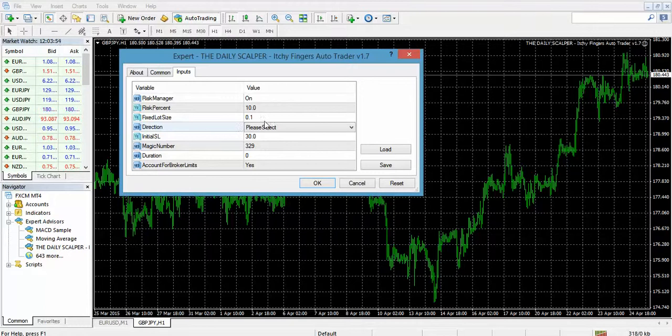And then we go on to fixed lot size or risk manager. So if you want to put your own lot size in, turn risk manager to off and put in a lot size. If you want the EA to work out your risk for you based on your initial stop loss, just leave risk manager turned on and select your risk percentage.